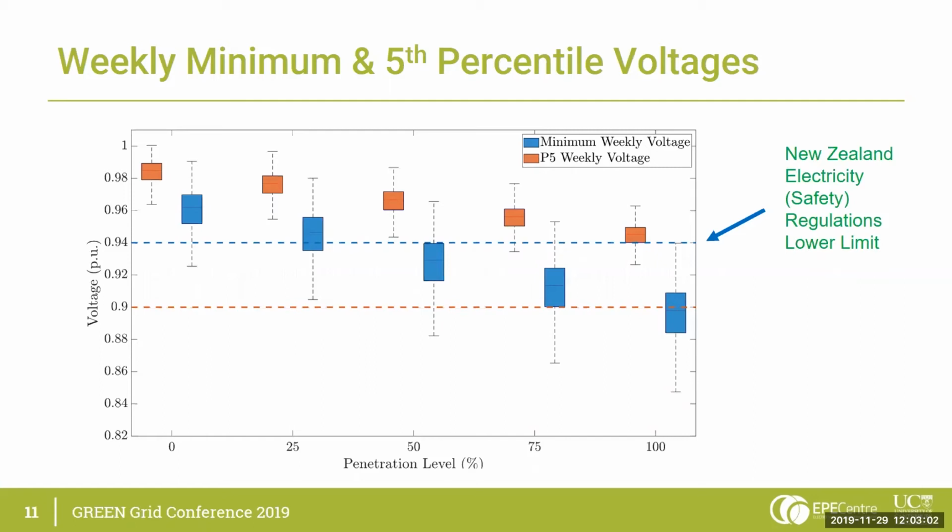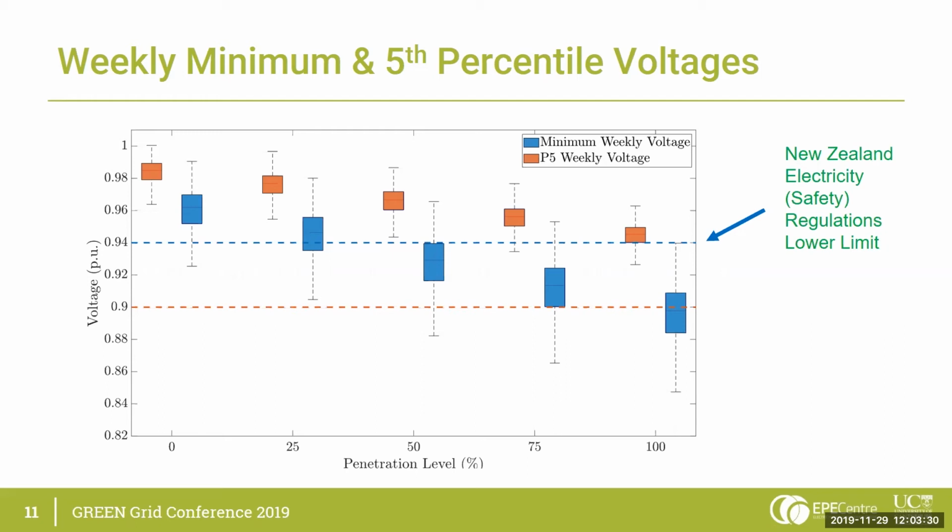The weekly minimum voltages are those seen in blue, and the weekly 5th percentile voltages are those seen in red. For both the minimum and 5th percentiles, we can see a clear downwards trend with increasing penetration level. What we can also see at each penetration level is a significant variation in both the weekly minimum and 5th percentiles, and these are due to the stochastic inputs that we discussed previously.